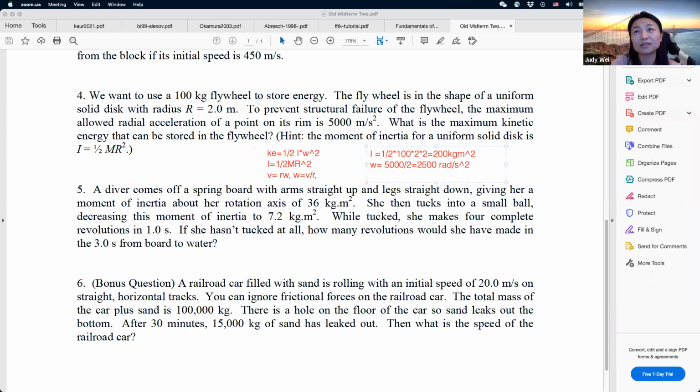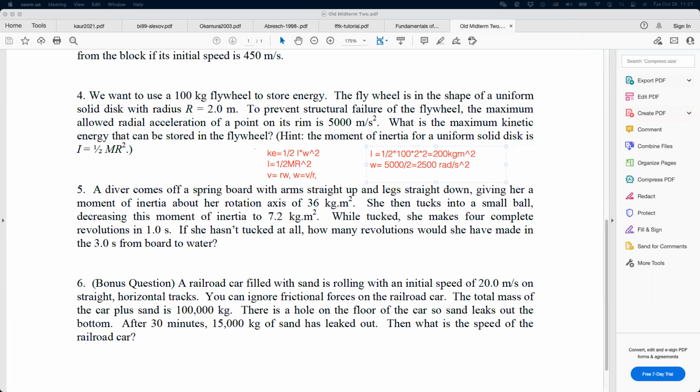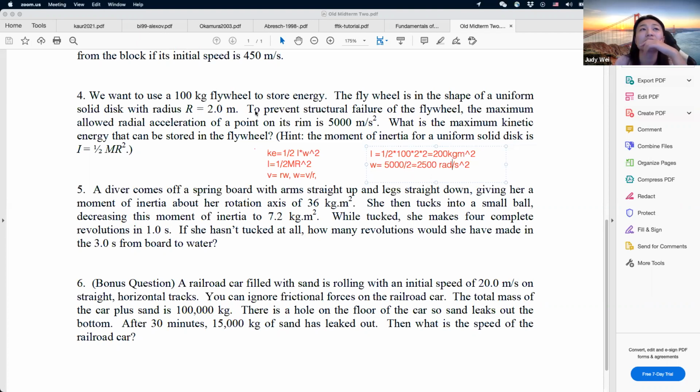Is that right? I don't remember. I'm so confused about you. But isn't there 5,000 acceleration? Yes, you're right. Then can I use this one? Oh, this is the acceleration.